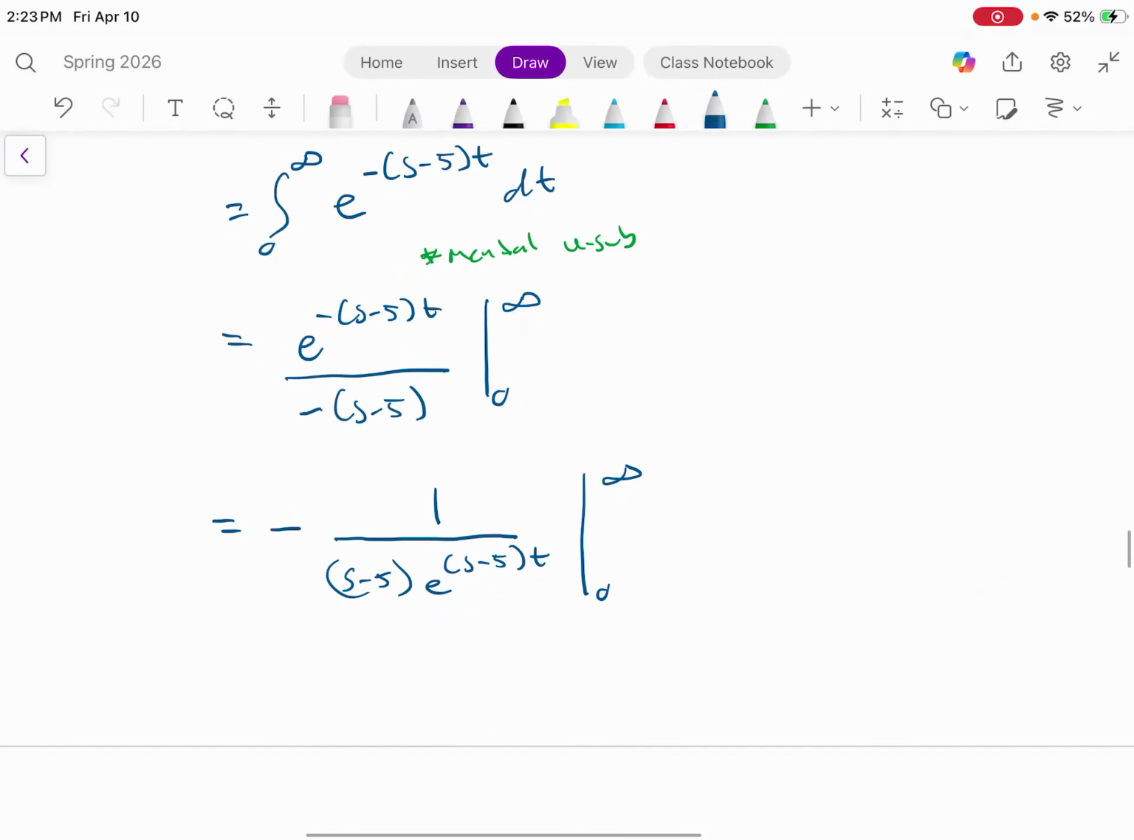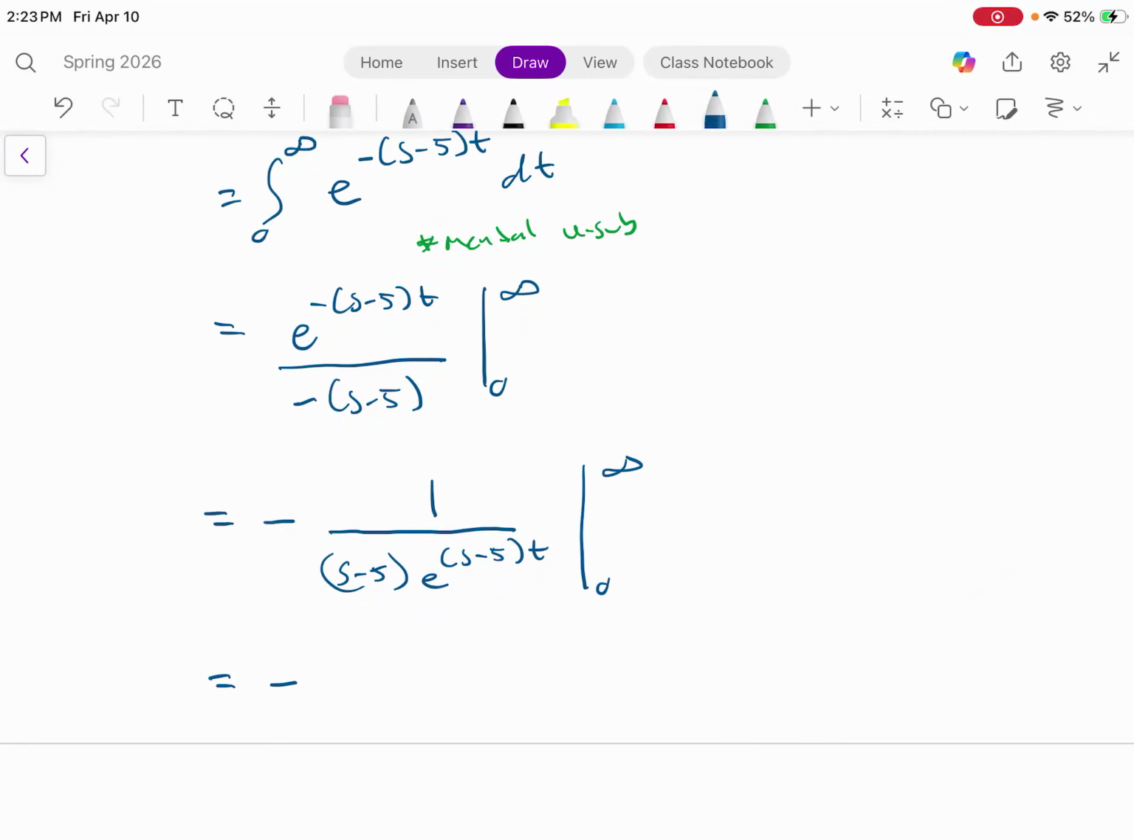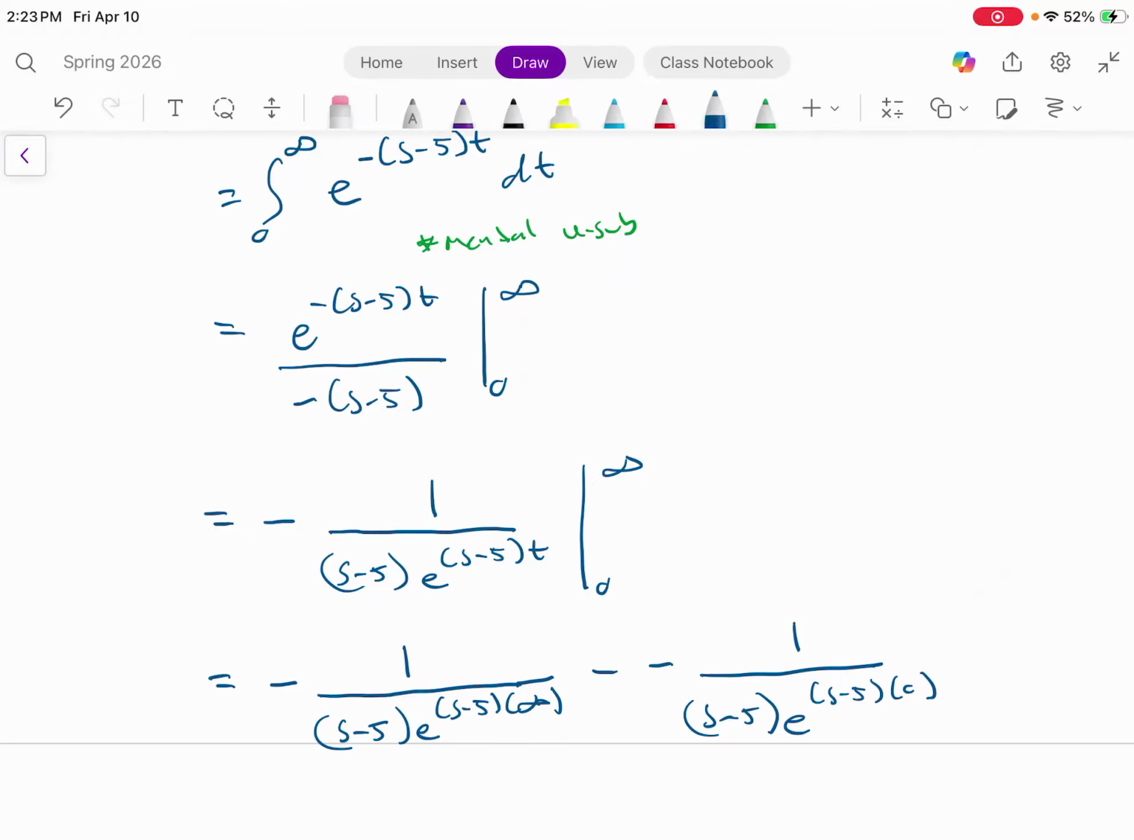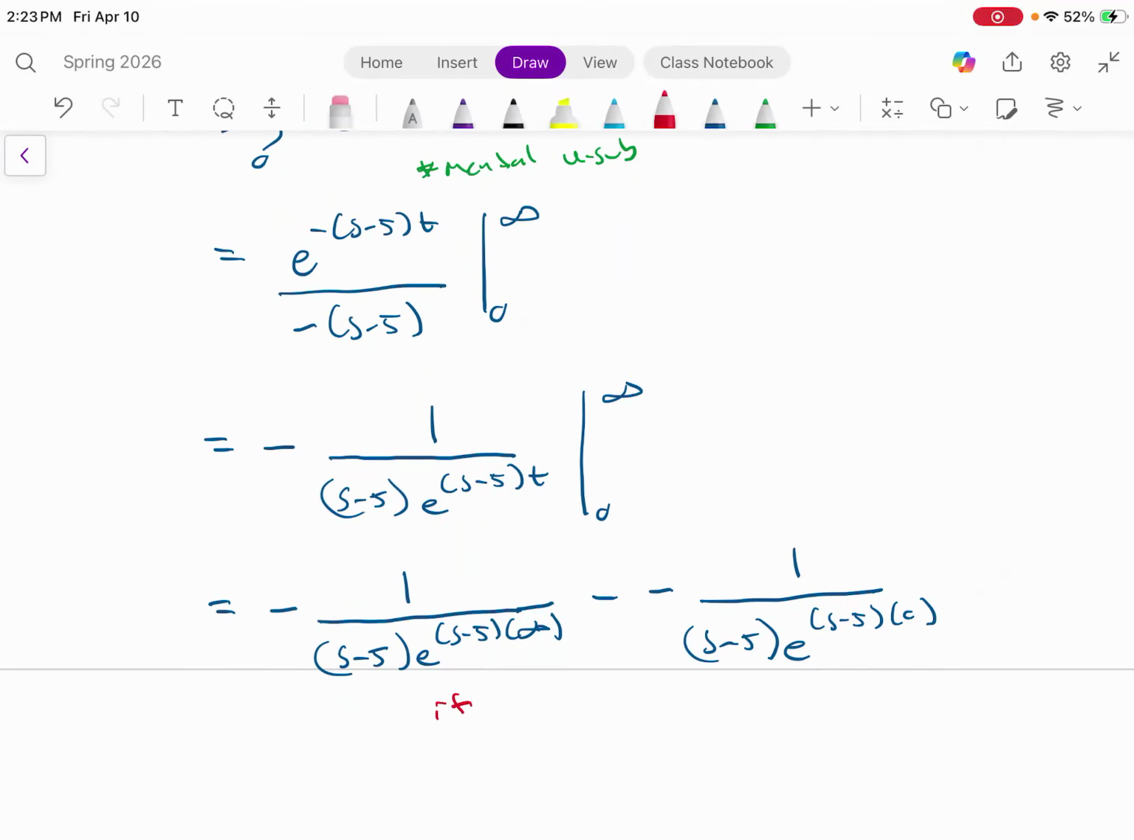And so if I plug in my bounds, I get negative 1 over s minus 5 e to the s minus 5 times infinity minus negative 1 over s minus 5 e to the s minus 5 times 0. Okay, so if s is greater than 5, we want s to be positive, then this whole thing, e to the s minus 5 times infinity, goes to infinity.